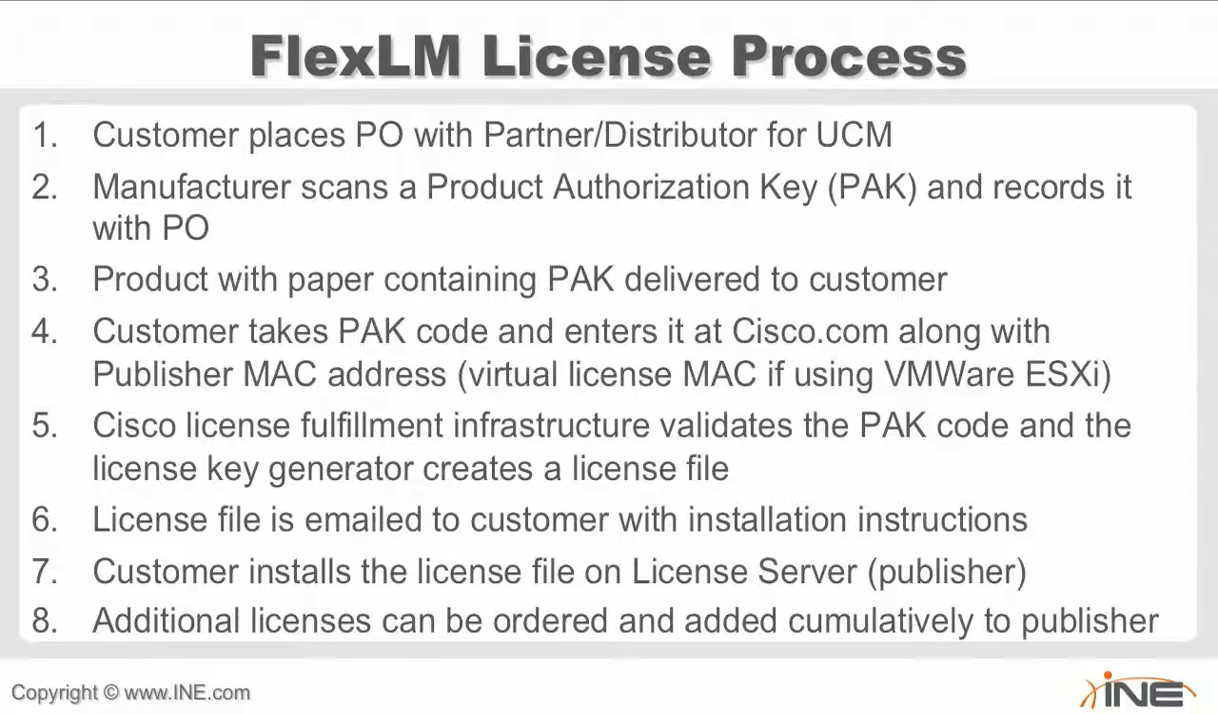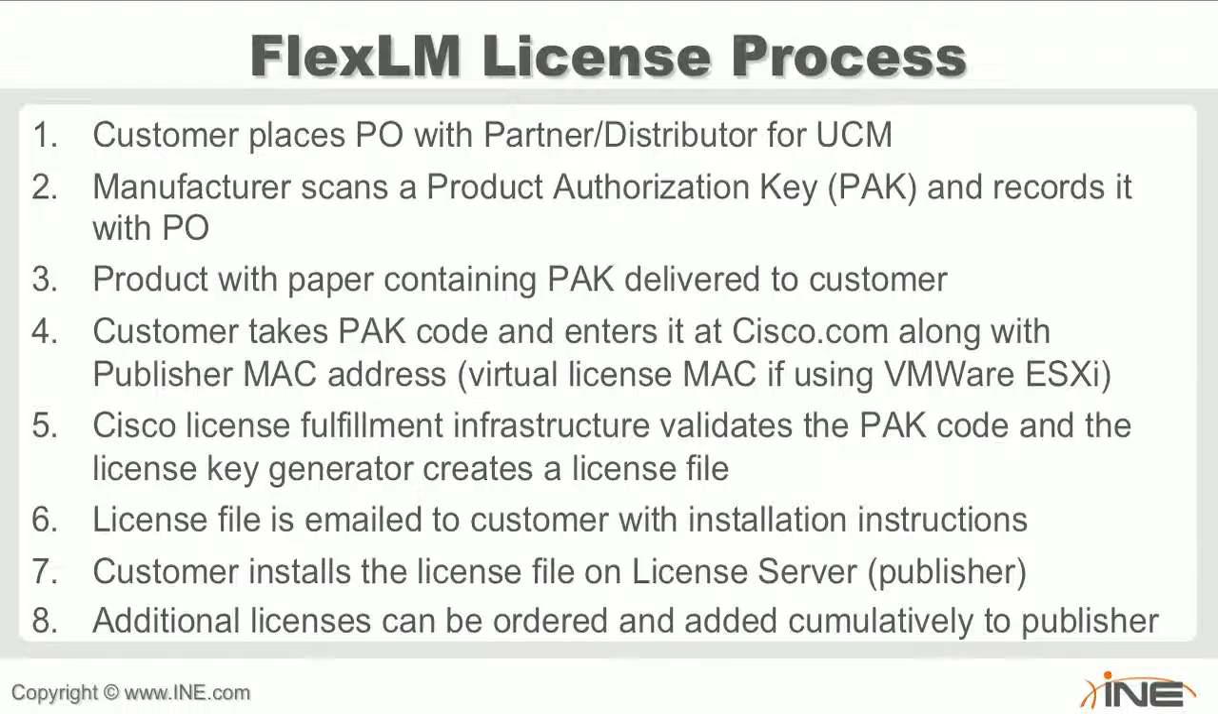The customer is going to take that PAC code, presumably you, or maybe your consultant, you would do this on behalf of your customer. Take that PAC code and you're going to enter it at a specific web address, which is stated on the paper, basically at cisco.com, along with the publisher MAC address. And there's actually a virtual license MAC address that's used if you're using VMware ESXi. The easy way to find out what that virtual MAC address is for licensing purposes is simply to SSH into your publisher and issue the command show myself.